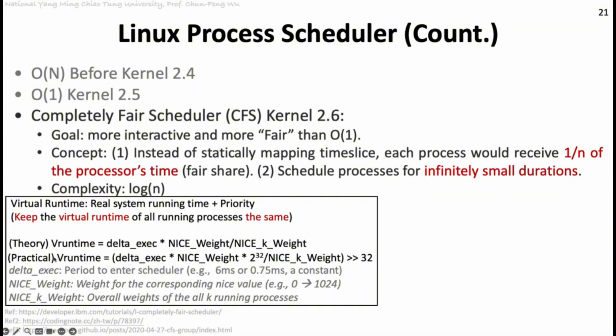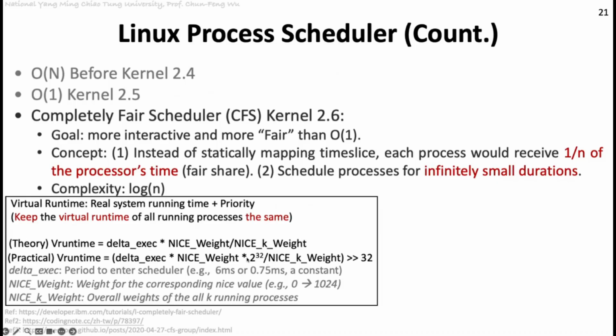So this is just a practical note to let you know if you trace the Linux code, you will not really see this theory one. You only see the practical one. And this is because Linux wants to support those CPUs that don't have a floating point unit. Because if there's no floating point unit, it takes a lot of time, usually 10 times or even more, to run these floating point operations. Okay. But I mean, this is not important.